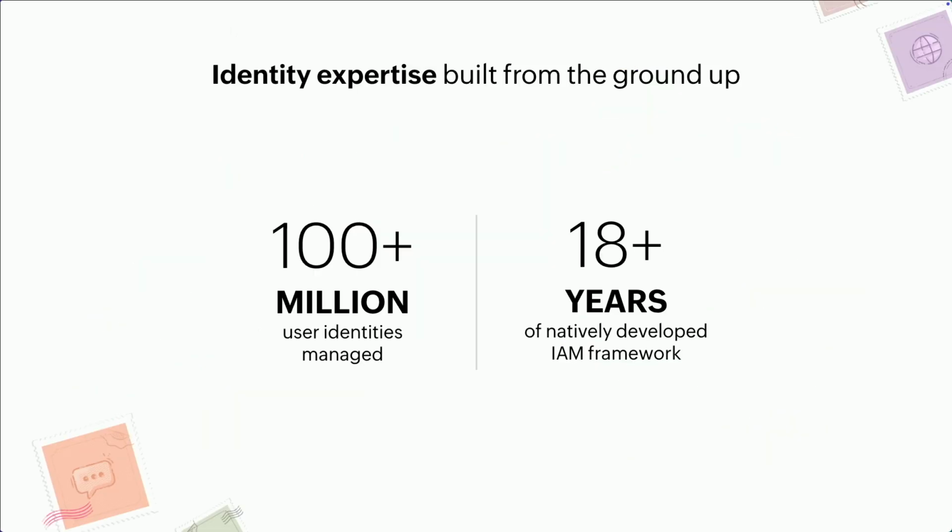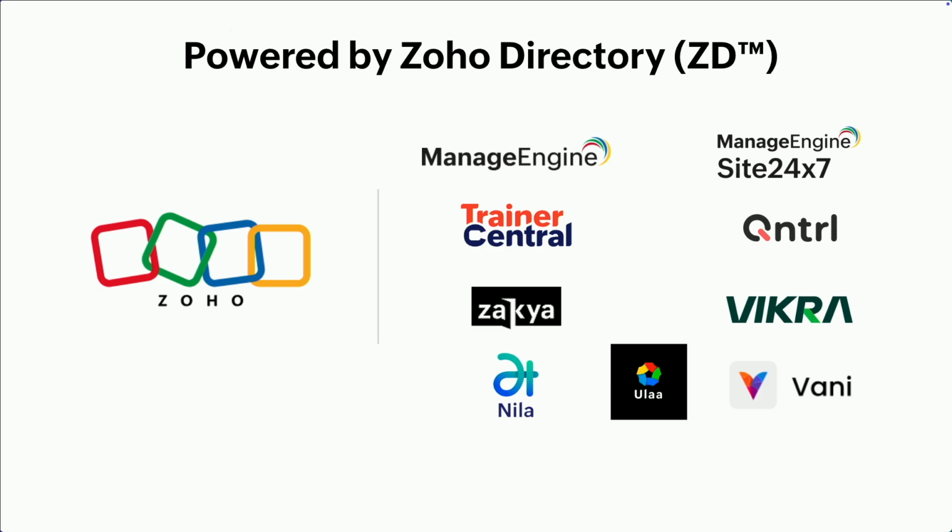And a few things before we finish, we manage around 100 million plus user identities in Zoho. So all the customer identities are managed in Zoho, and that accounts for almost 100 million plus. And we have around 18 plus years of expertise. We have gone from that on-prem era to what we are now. Why I'm saying this? It is the same framework, same technology, and same platform that we are productizing and presenting to you as Zoho Directory. It is the same thing.